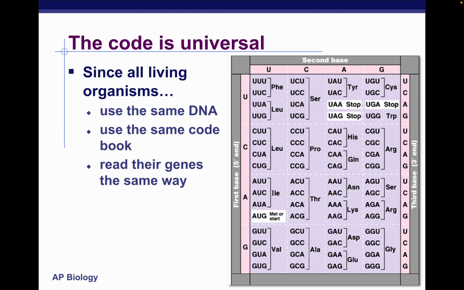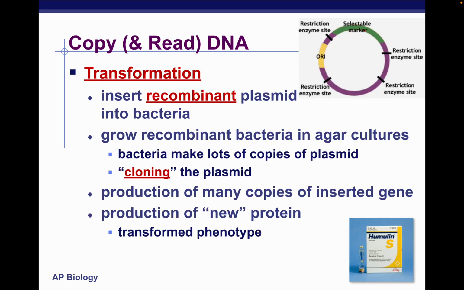The code is universal for all living organisms. That's why it makes it successful. So we're talking about transformation. We can insert a recombinant plasmid. I had talked about this earlier. We like to grow, I talked about the glow-in-the-dark, or the ones that we make colorful in the lab just for fun in high school. You can grow recombinant bacteria in these agar cultures, and then the bacteria can make a lot of copies of the plasmid. That's called cloning the plasmid.